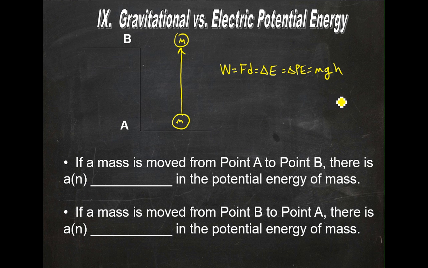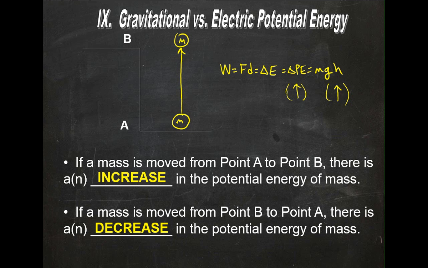So by moving it up to a greater height, I'm increasing the amount of potential energy it has. So if the mass is moved from point A to B, there is an increase in the potential energy of the mass. However, if I had it at B and I was just to let go of it, then it's the force of gravity that's doing the work and pulling it down. And that would cause a decrease in the potential energy of the mass.